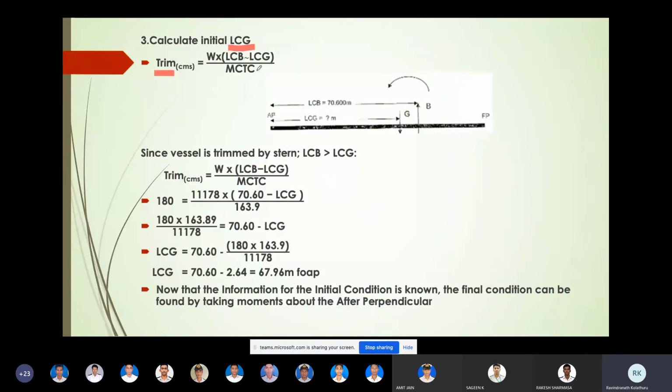Trim is W into LCB minus LCG by MCTC. I know the trim of my vessel. We calculated the trim of the vessel, right? Yes, sir.